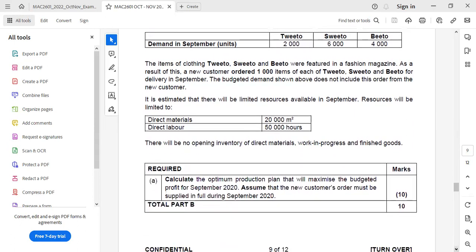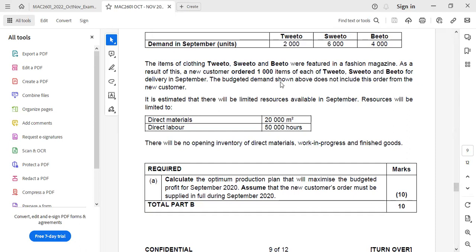Calculate the optimum production plan that will maximize the budgeted profit for September. Assume that the new customer's order must be supplied in full during September. When they talk about an optimum production plan, you should know that they are talking about what we call limited factors or principal budget factors. There will be resources that are in short supply, so you have to find ways of allocating that scarce resource.